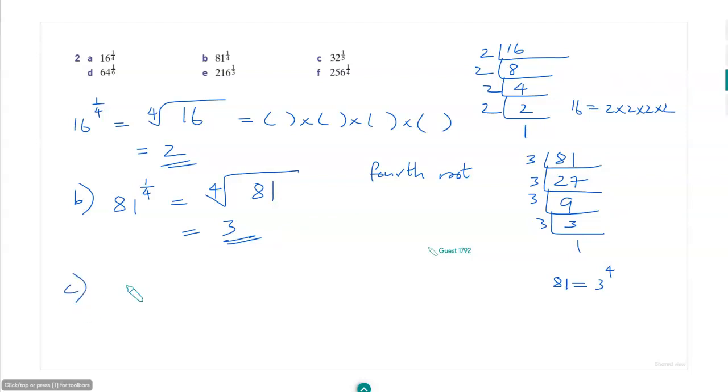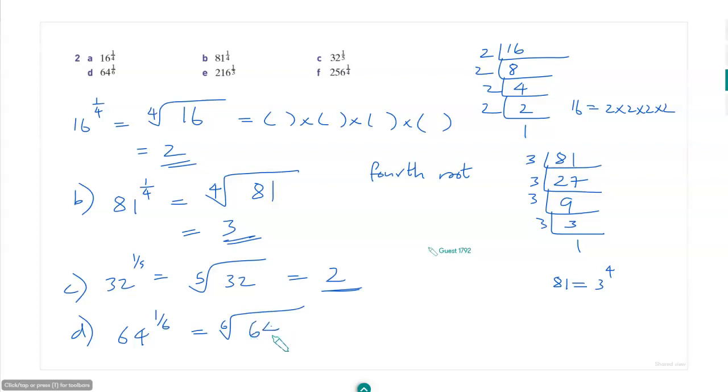Okay, how about C? Can you do that on your own? 32 to the power 1 by 5. That is the 5th root of 32, which is? 2. 5th root of 32 is 2. Okay. How about 64 to the power 1 by 6? 6th root of 64. Equal to 2, okay, very good.